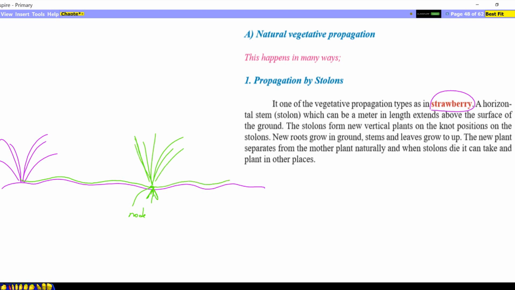Again, the stem extends on the surface of the soil. The node point touches the soil, and below it makes roots. Above, it forms leaves and makes a new plant. So a new plant, similar to the mother plant, is formed by using the stem, not the sexual part, the flower. The name of the stem which extends on the surface of soil is stolon, so we call it propagation by stolons, and strawberry is an example of this kind of propagation.